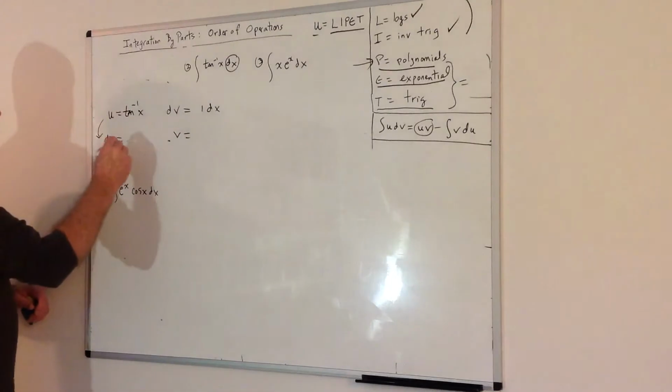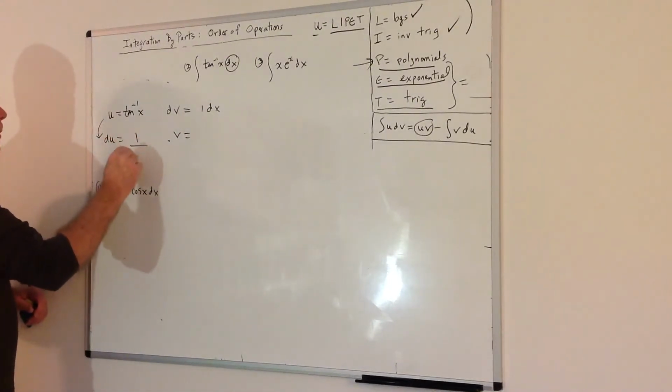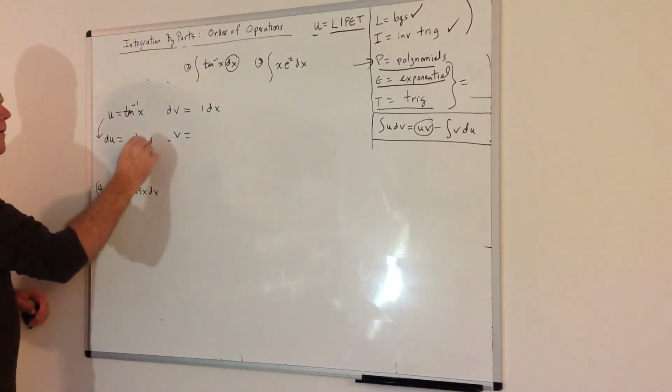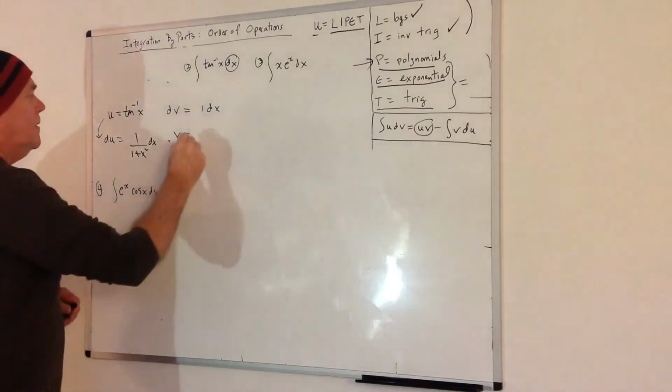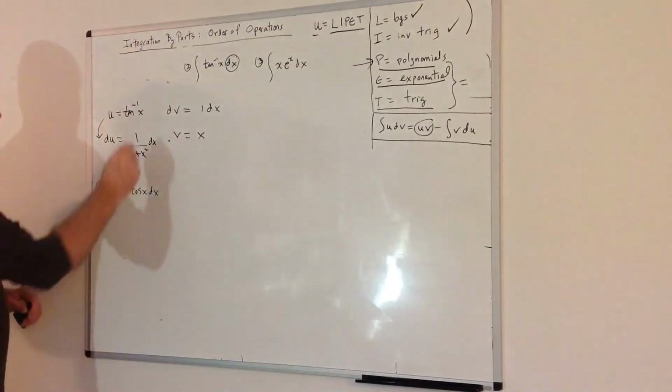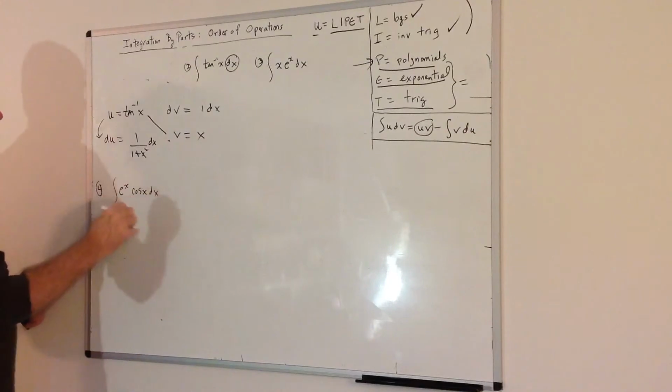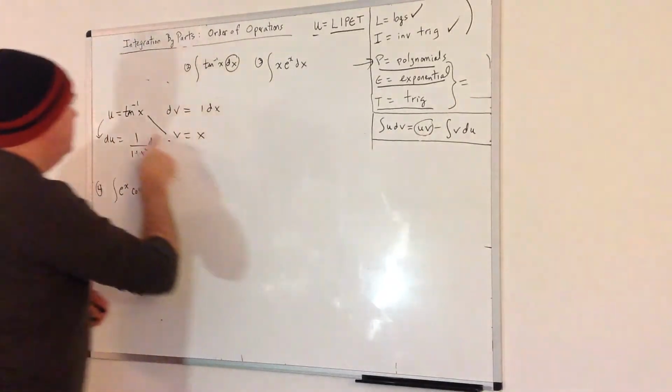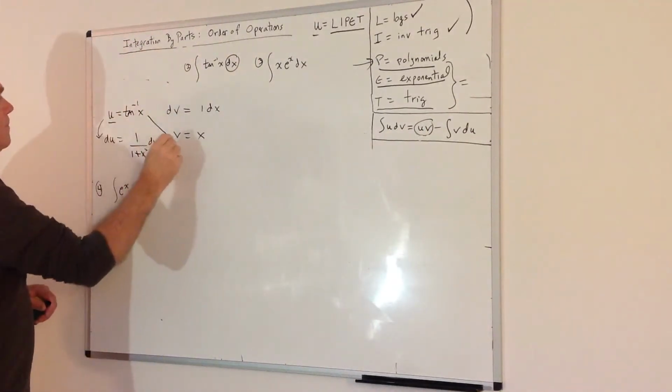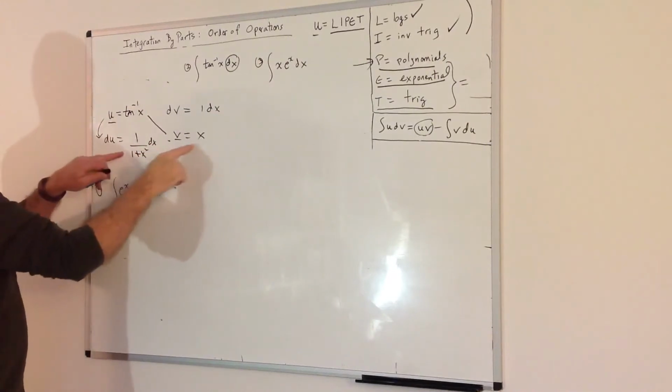So over here we differentiate: du equals 1 over 1 plus x squared dx. Here we integrate, and of course the formula calls for uv minus the integral of this product.